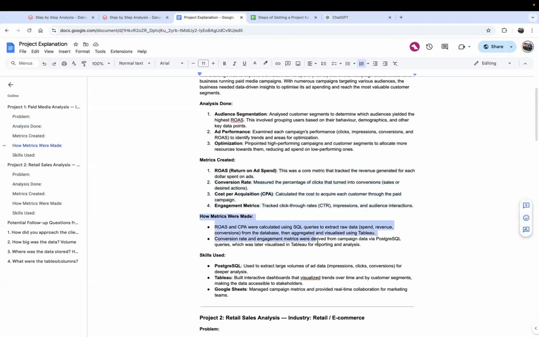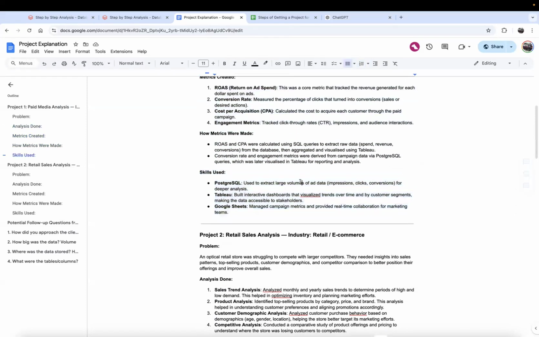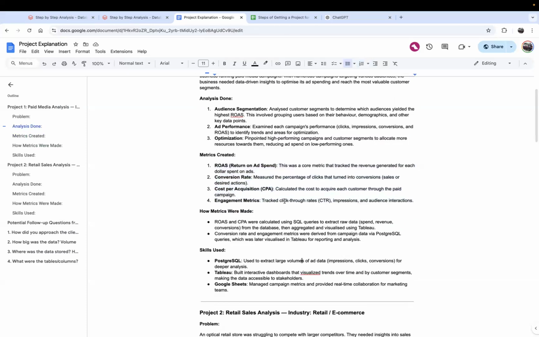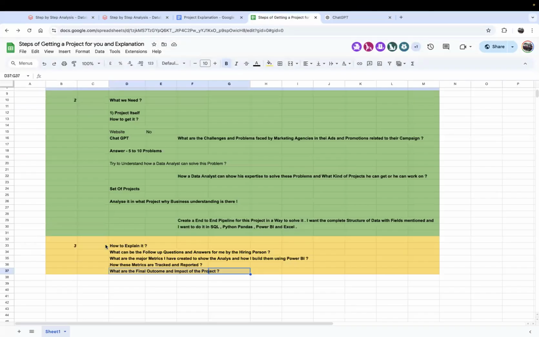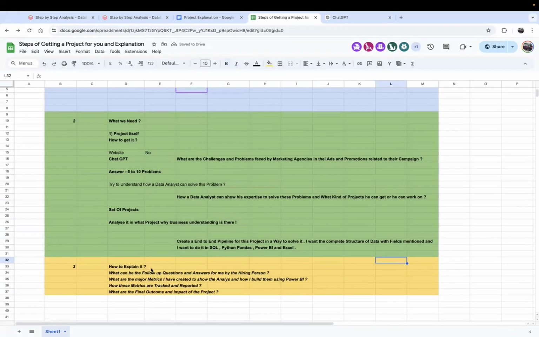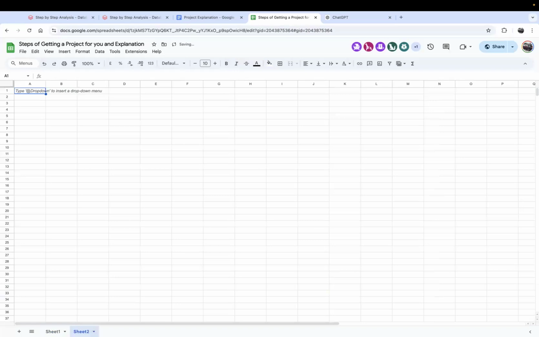Now, how these metrics are made and what skills are used? This is just an explanation. But after explaining this, you will get follow-up questions. These kinds of questions can come after this. So as I told, if you have got any other question, please include it in the next sheet. I'm creating an extra question sheet.